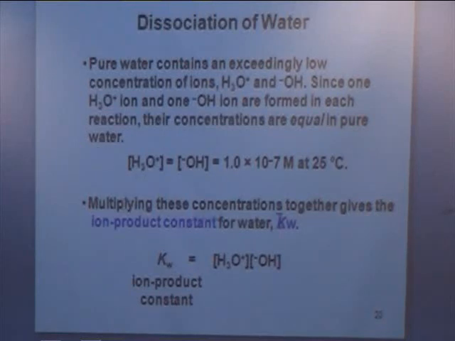So multiplying these concentrations together gives you the ion product constant. That means if you multiply H3O with OH, you get what we call the ion product constant here. And that gives you 14. You know, 14 is the maximum number. 10 to the power of minus 7 times 10 to the power of minus 7 gives you minus 14, of course, but when you do the logarithmic value, minus times minus gives you plus 14.